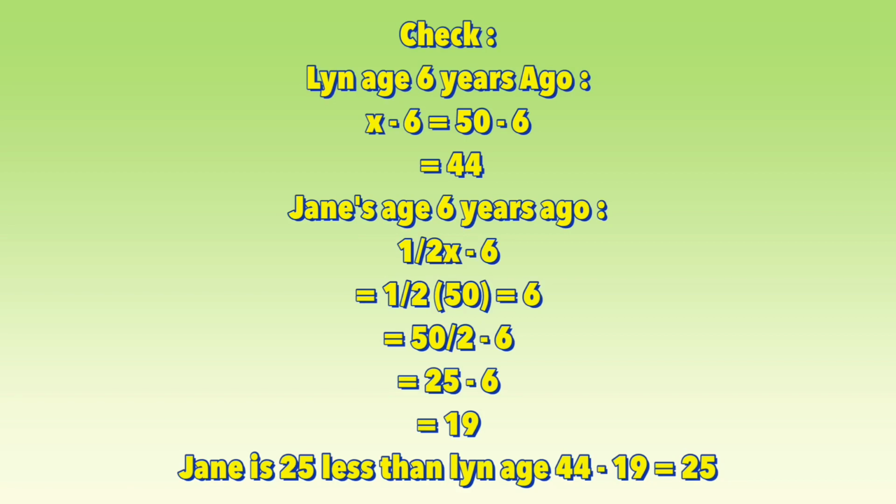Lynn's age 6 years ago is x minus 6, so since our x is 50, minus 6 equals 44. Jane's age 6 years ago, 1/2 x minus 6, where x equals 50, that's the value of x, then divided by 2 equals 25, minus 6. Then 25 minus 6 equals 19. Jane is 25 less than Lynn. So the age of Jane, 44 minus 19, equals 25 less than Lynn.